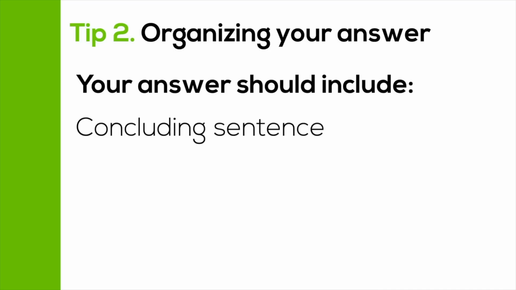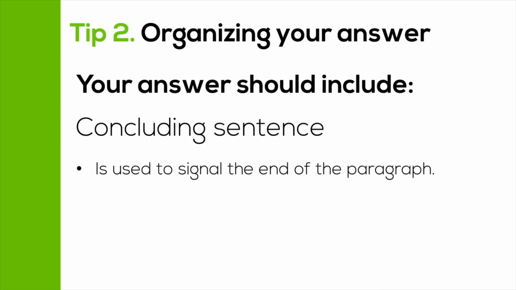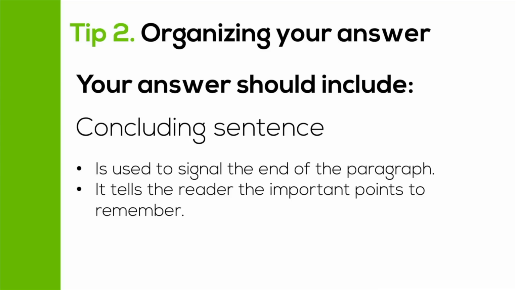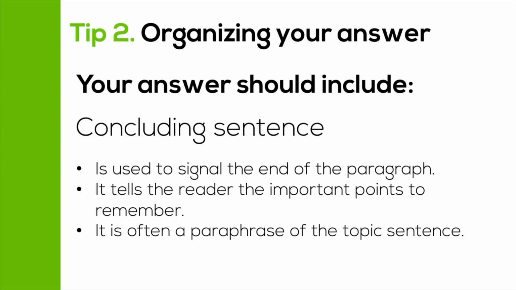Okay, now let's take a look at the third point of a good paragraph, and that is the concluding sentence. For this writing task in the Duolingo English Test, I believe it's important to include a concluding sentence. So what is a concluding sentence? Well, a concluding sentence does these three things. It is used to signal the end of the paragraph. It tells the reader the important points to remember. And importantly, it is often a paraphrase of the topic sentence. Your topic sentence and your concluding sentence should be closely related.